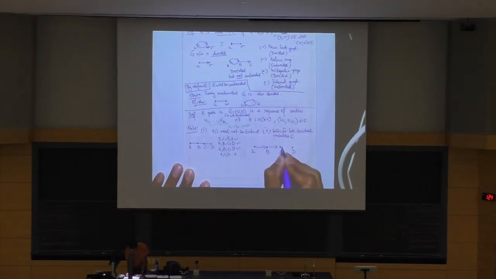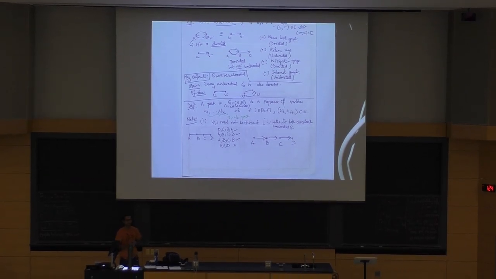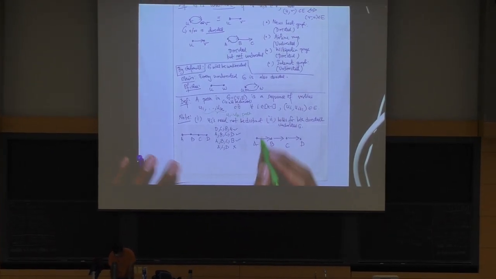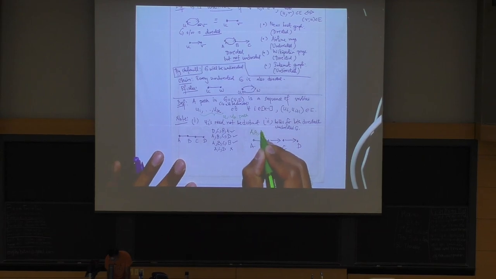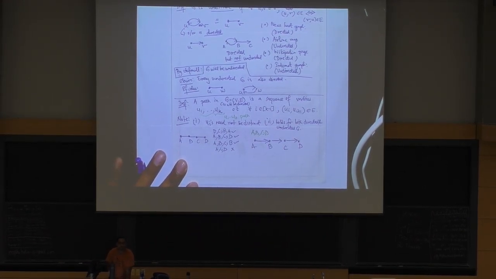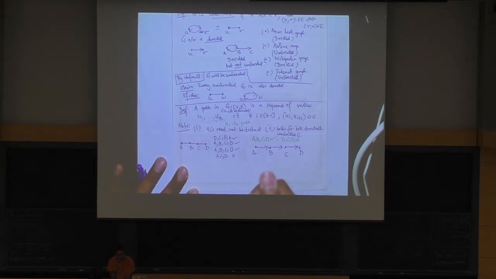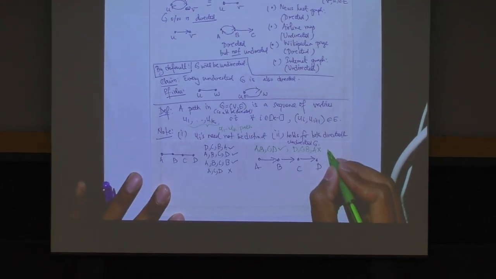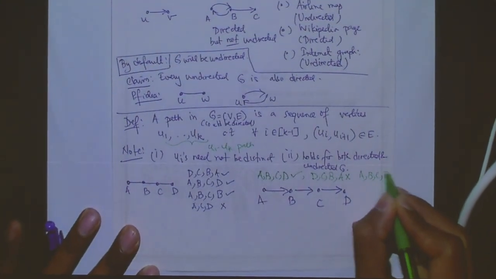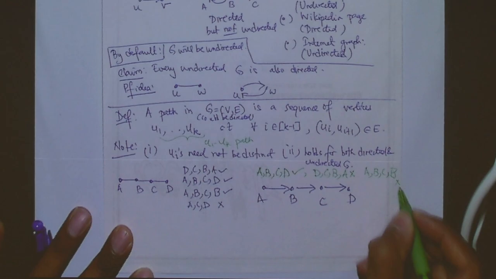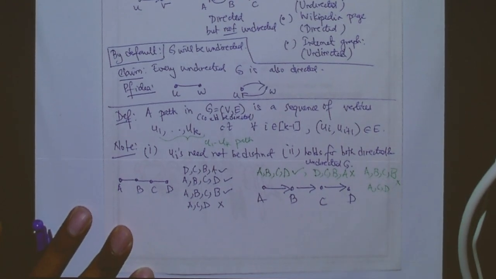So now, let's consider a graph. It's a directed graph, so there are directions on the edges. All right, so is A, B, C, D a path? Yes, because you can just hop like this. Is D, C, B, A a path? No, because you can't go backwards. Is A, B, C, B a path? No, because you can go from A to B, B to C, but you cannot go back. Is ACD a path? No, because again, there's no direct edge from A to C.